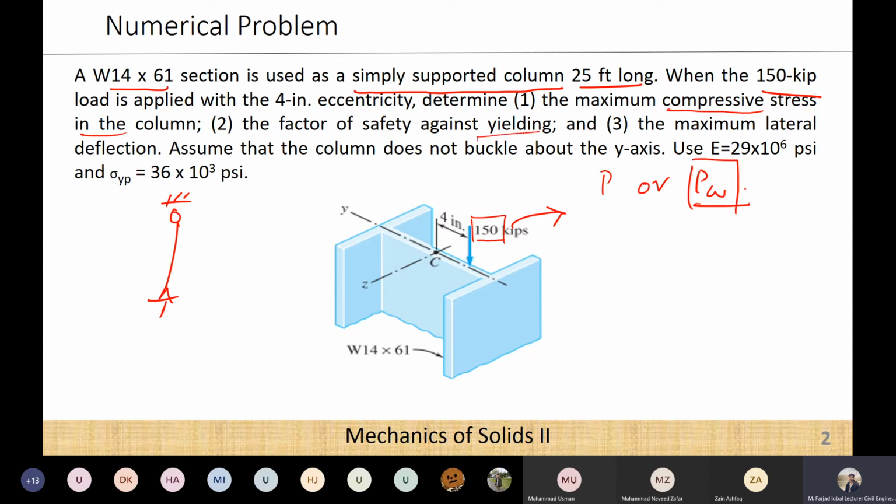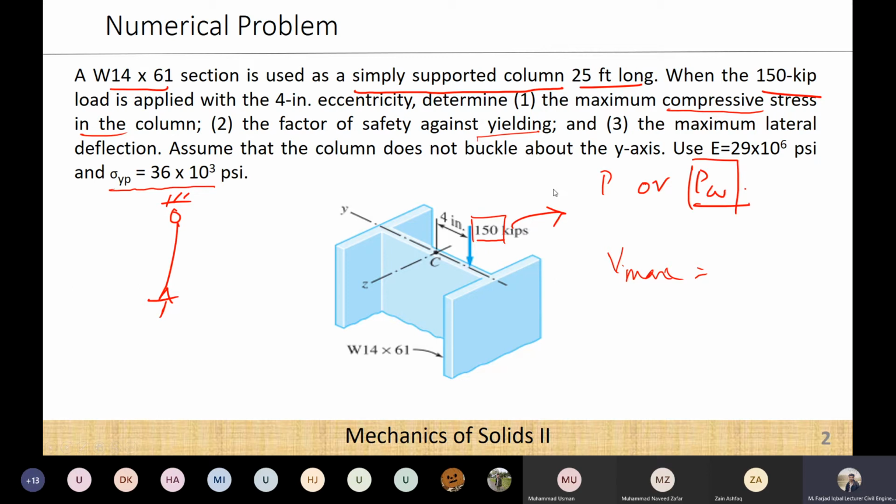Second thing is we need to figure out the factor of safety against yielding. We have one formulation for yielding, and in this one, you have been given the yield stress, that is 36 into 10⁻³. The third thing is we need to figure out the maximum lateral deflection. For the lateral deflection, we also have one formulation for V maximum. We will use that and get the lateral deflection.